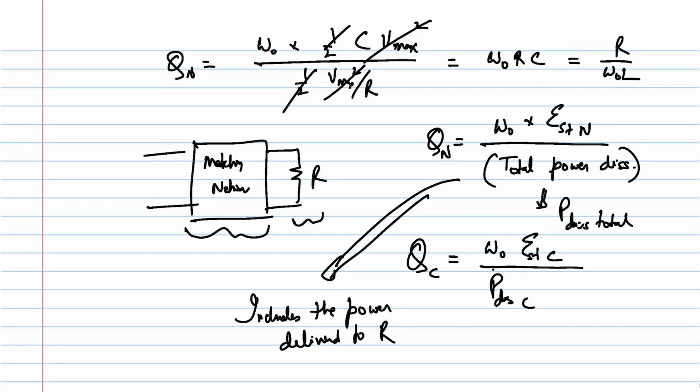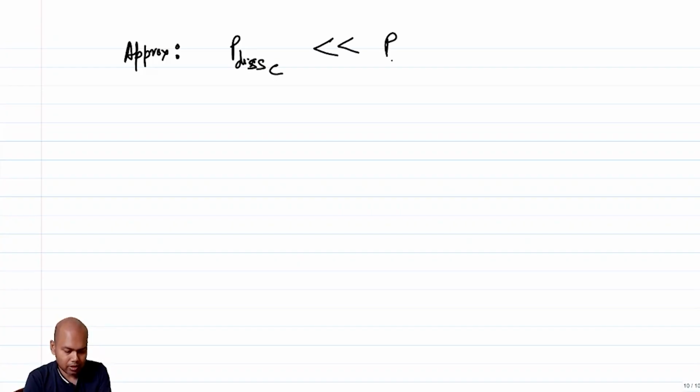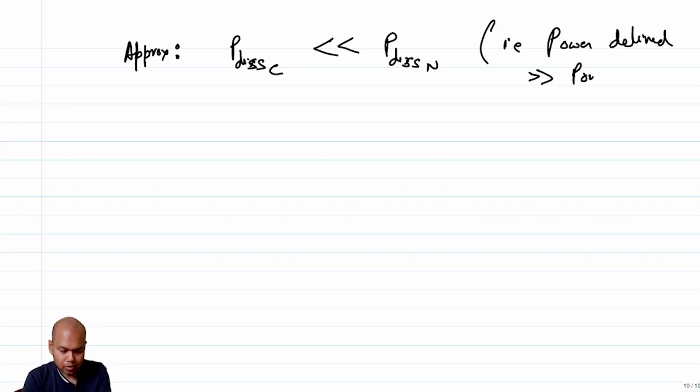Okay, so the approximation that I'm going to make, and we'll see this in a couple of steps from now, is that P dissipated in the component is much less than P dissipated in the network, i.e. power delivered is much greater than power lost in components, right? So this is something we'll keep in mind.